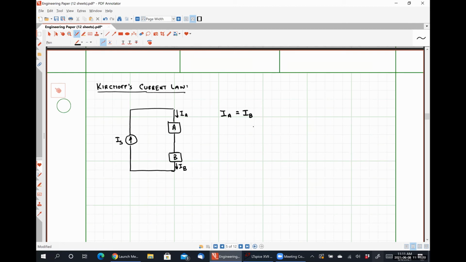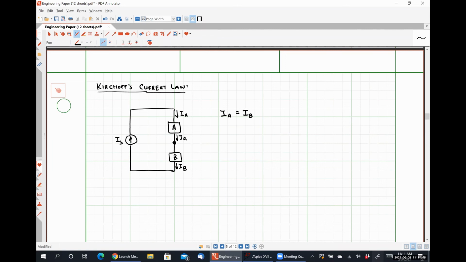Why do you say that? Because they're connected in series. Okay, so because they're connected in series. I like that answer, but I like a little bit more general answer as well. So I'm going to look at this node point right here, in between elements A and B. So it stands to reason that if the amount of current that's flowing into element A is IA, then the amount of current that's flowing out must also be IA, right? The same amount of current has to flow into the element as flows out.